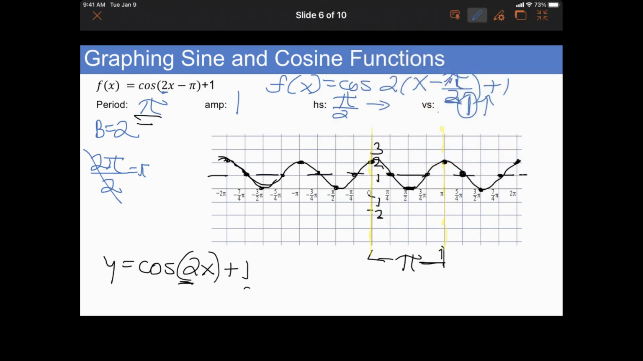All right, so now we are going to shift it pi over 2 to the right. So pi over 2, we're looking over here, pi over 2 is 1, 2. So we're moving all my points. Okay, so similar, it looks like, to the last graph. It's 1, 2.